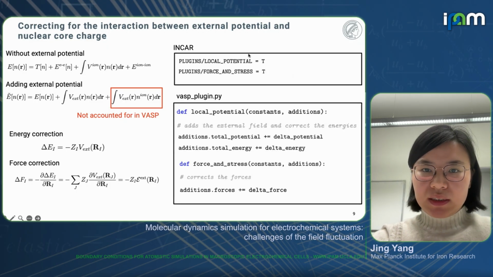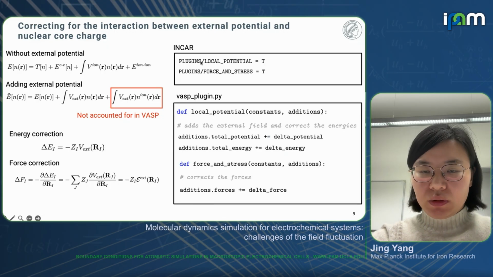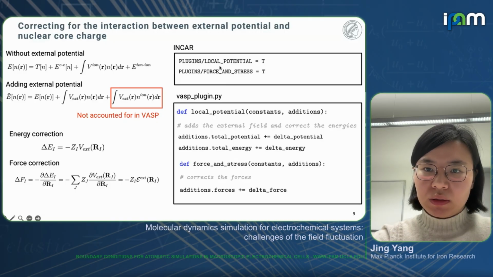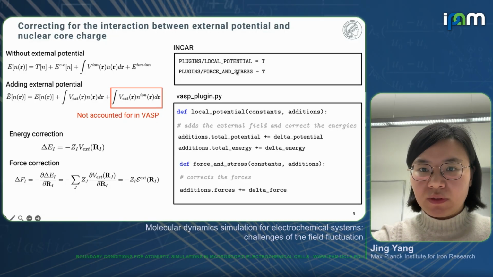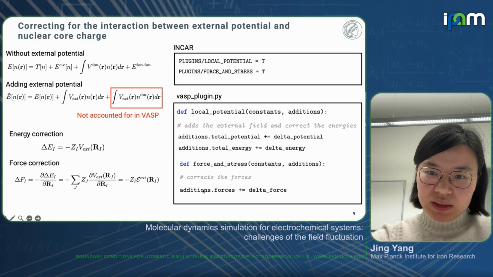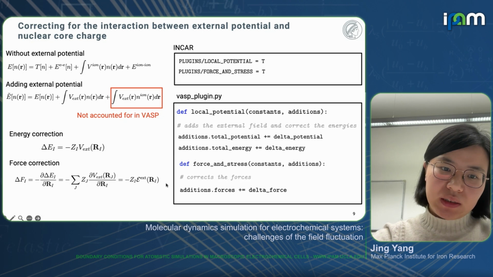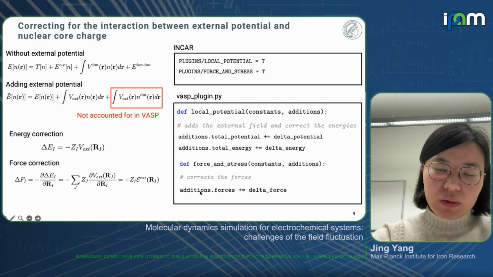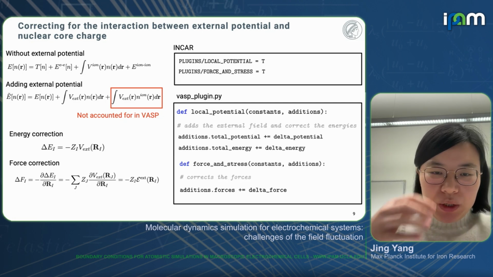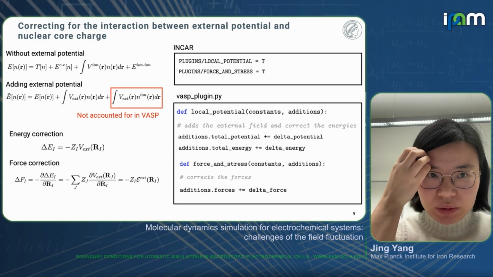So this is how the input would look like. In addition to changing the potential, we also correct for the energy and forces. The correction of the forces is done in this force and stress function, where again you use this kind of syntax. You say the additions of forces is plus equal to the delta force that you calculate. Okay. So then we have a working version where you can add any kind of external potential in a DFT calculation.